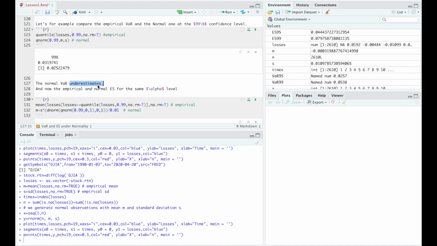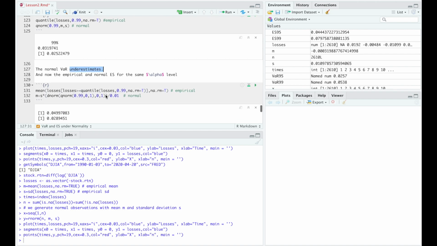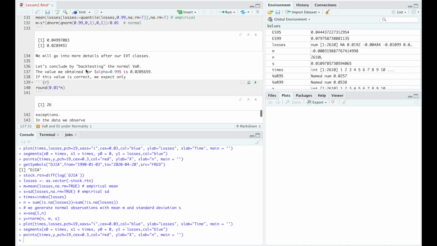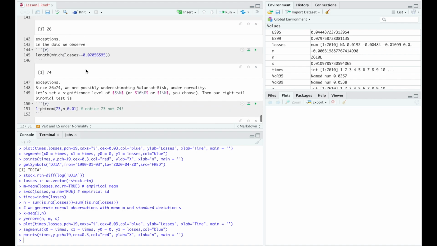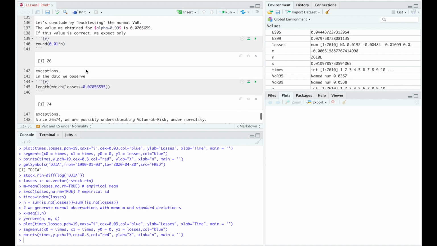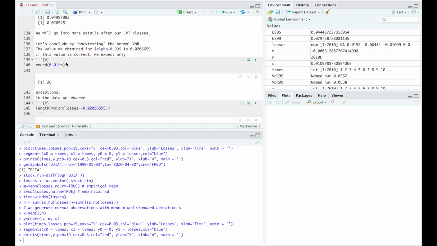So I corrected in real time. The normal VaR underestimates the actual VaR, but we want to be rigorous, so we want to perform a statistical test. To perform the statistical test, we can use a backtesting procedure like the one that we have quickly considered in our class. So what we can do, we can fix a significance level for the test.